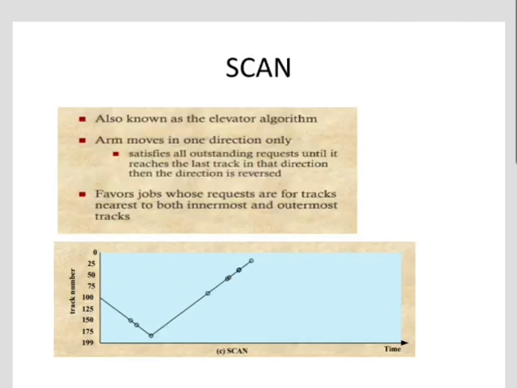Next is SCAN. In SCAN, it is also known as the elevator algorithm. The arm moves in one direction only. It satisfies all outstanding requests until it reaches the last track in that direction. Then the direction is reversed. It favors jobs whose requests are for the tracks nearest to both the innermost and the outermost track. So in SCAN, the direction is reversed.